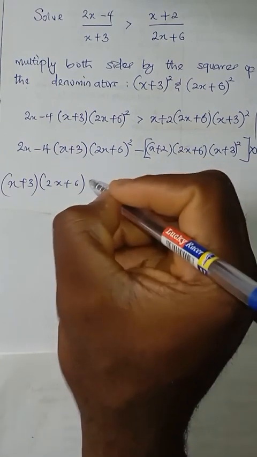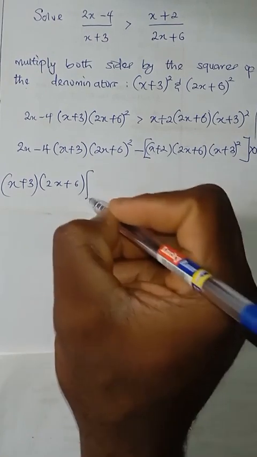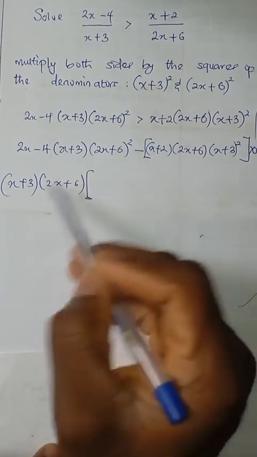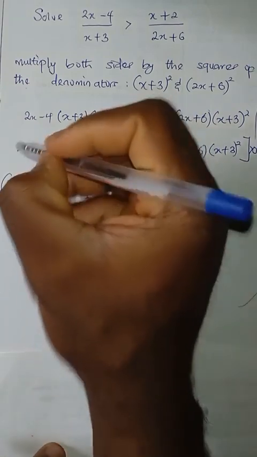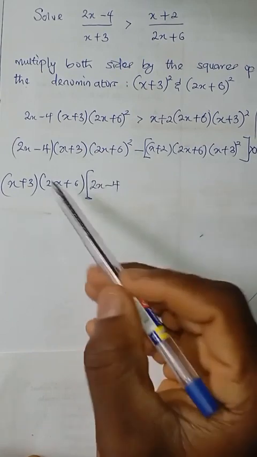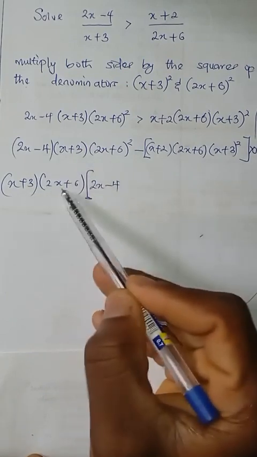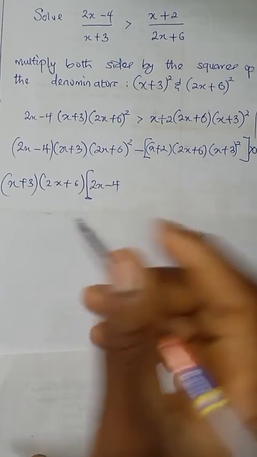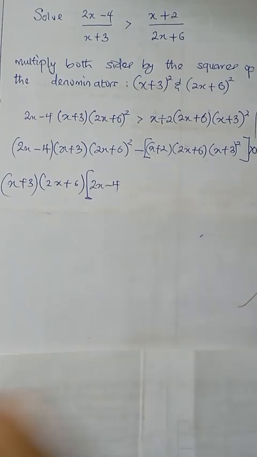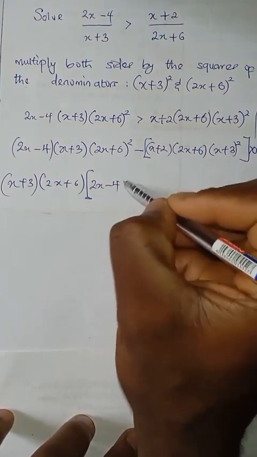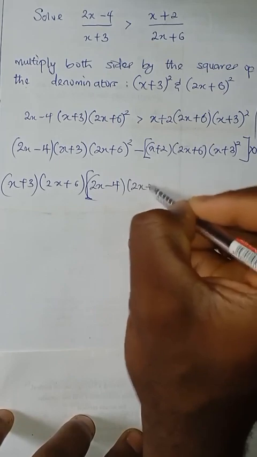Then I open my bracket and write out my remaining factors. So if I simplify here, I'm having x plus 3 into, this is one factor, so into 2x minus 4, because I'm using these factors to divide this and this. What remains is what I'm writing inside. So it's like your simple factorization technique. So I'm having 2x minus 4 multiplied by 2x plus 6.